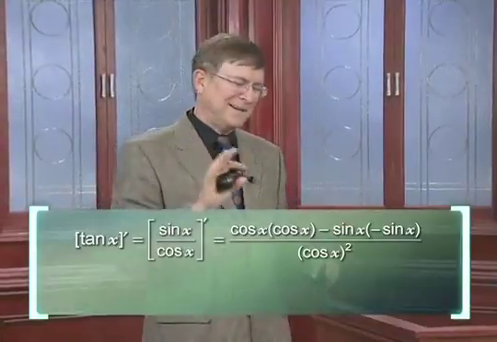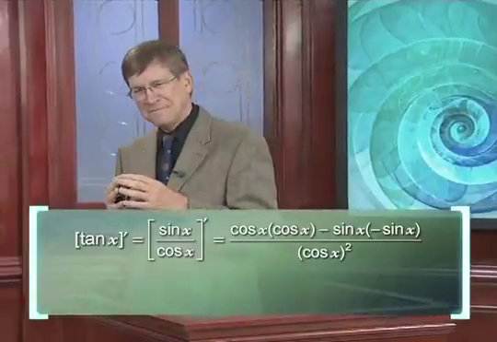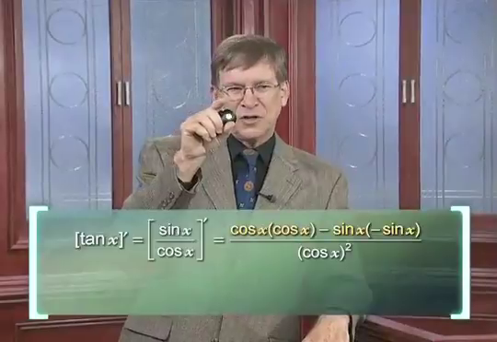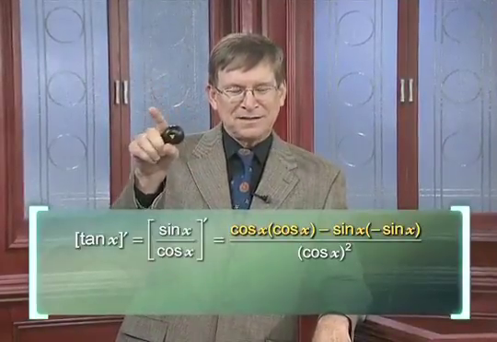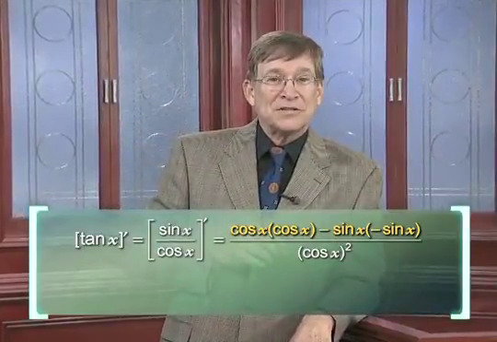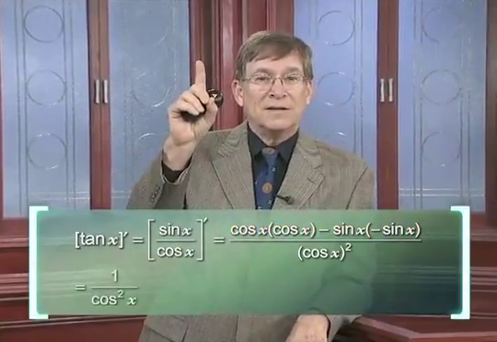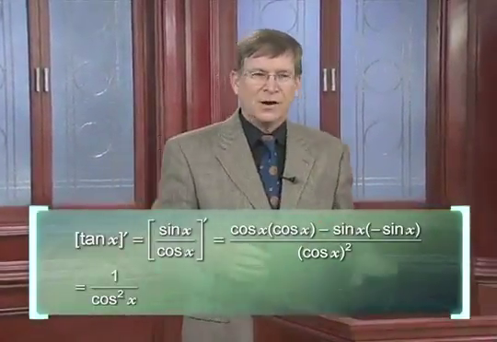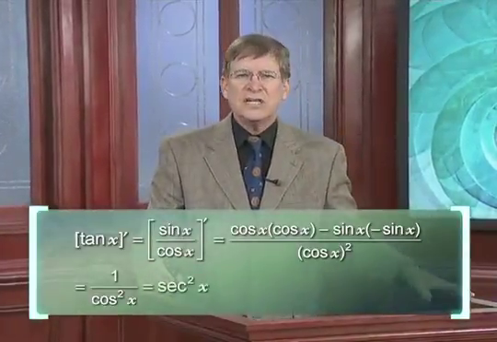Okay, that looks pretty messy, doesn't it? But look closer. What do you see in the numerator? Do you see anybody that looks familiar? That's cosine squared plus, minus minus makes plus sine squared, isn't it? And what's cosine squared plus sine squared? That's our fundamental trig identity. It's 1. So the numerator collapses to become 1. And our formula is now 1 over cosine squared, which they usually write as secant squared.